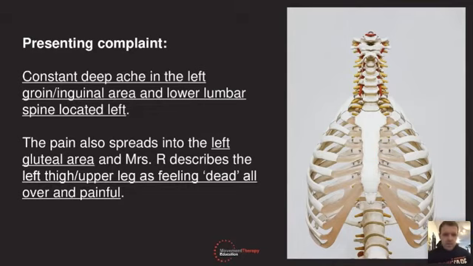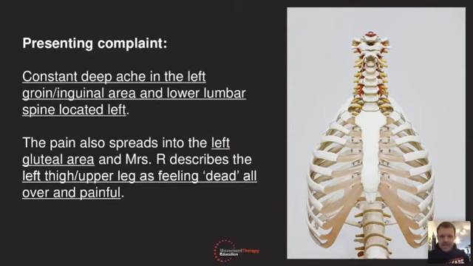So the pain also spreads into the left gluteal area as well. So it's going into that kind of lateral hip area. I've said it there, lateral hip. So yeah, the lateral aspect of the upper thigh. So the left thigh, upper leg is feeling dead all over and painful.